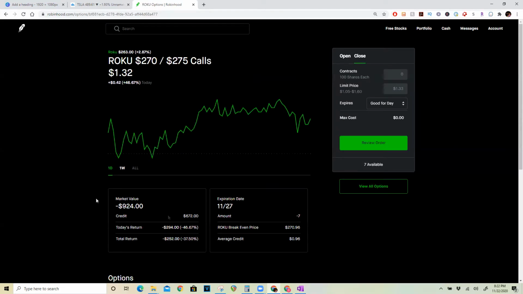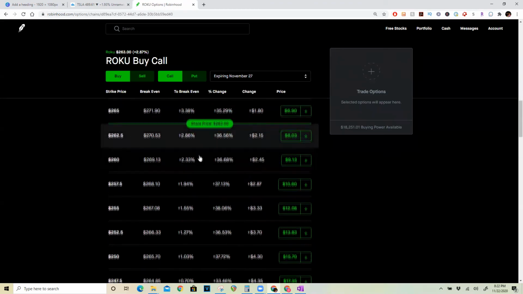For credit spreads, on the other hand, here I have a credit spread on Roku. Because Roku shot up almost 3% on Friday, I'm actually down 37% on this credit spread. Now, as you know, credit spreads will expire worthless as long as it stays below your short call, which is the 270 call in this case. So let's say I want to adjust my risk on this. Same thing, I have two options.